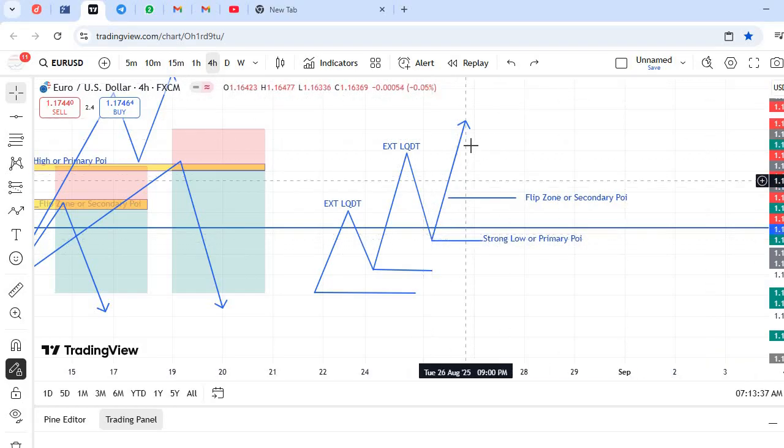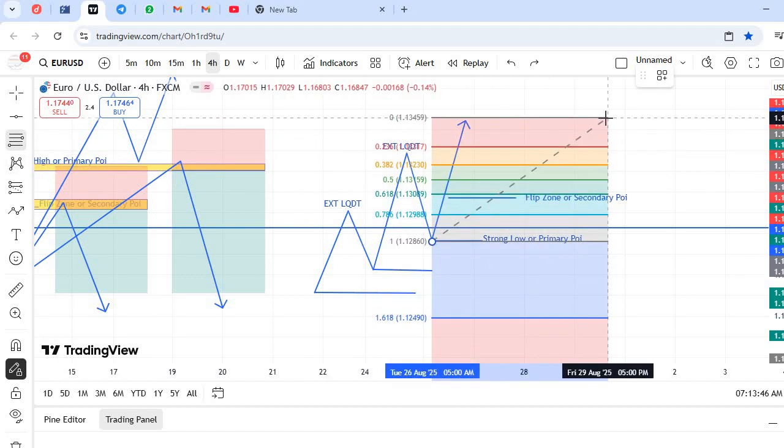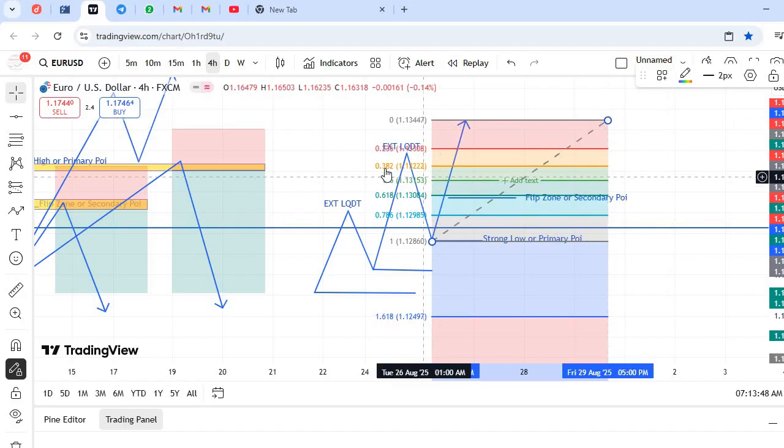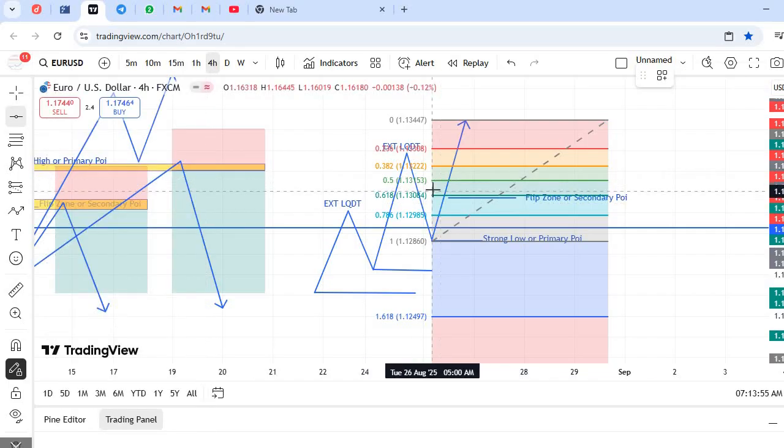So now, for the retracement for this, we also make use of our Fibonacci tool, because we are looking for 50%. So you do this, so your 50% is there. You click on your 0.5.